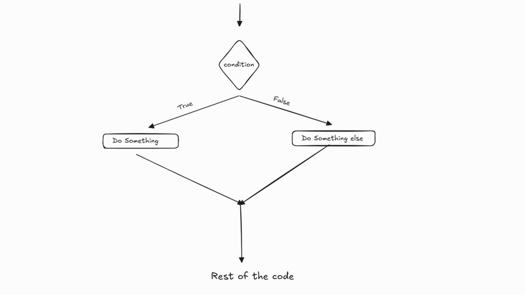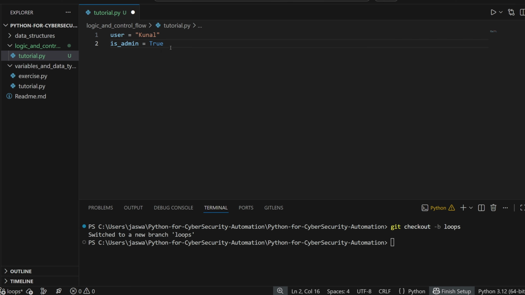So we can reference this diagram. Here you can see if a certain condition is met and it is true, do something. If a certain condition is not met, do something else, and then the rest of the code executes. So how do we do this? We use the if and else block. To see it in action, we just write if and then we write the condition. In this case, isAdmin.